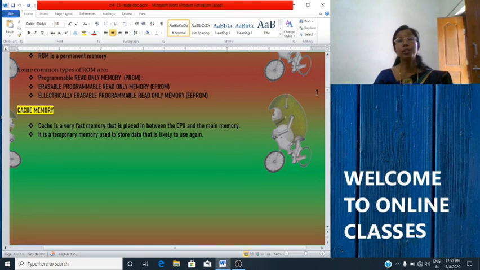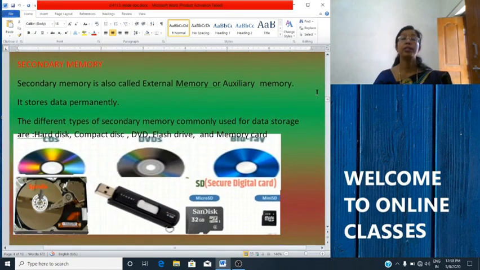Now we will move to the next topic, that is secondary memory. What is secondary memory, children? Secondary memory is also called external memory or auxiliary memory. It is a permanent memory. It stores data permanently until it is deleted or overwritten. The data stored in this memory can be used again and again.